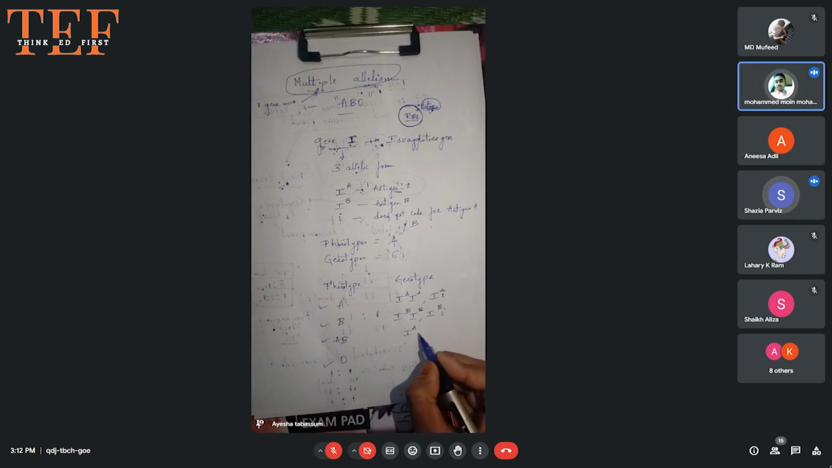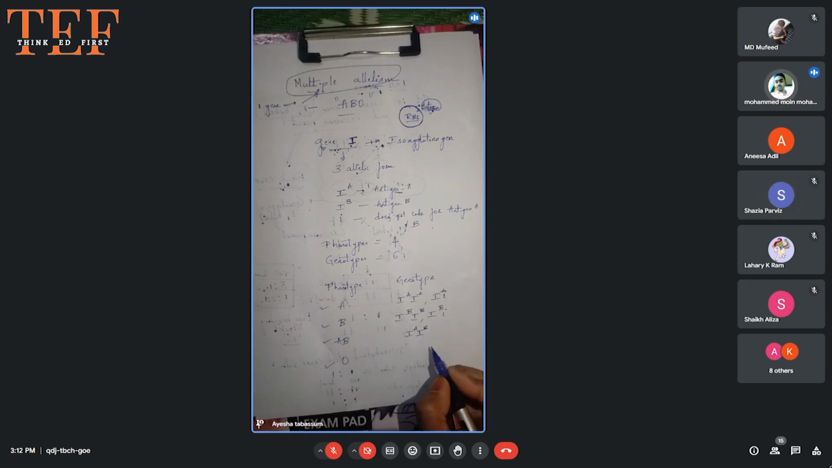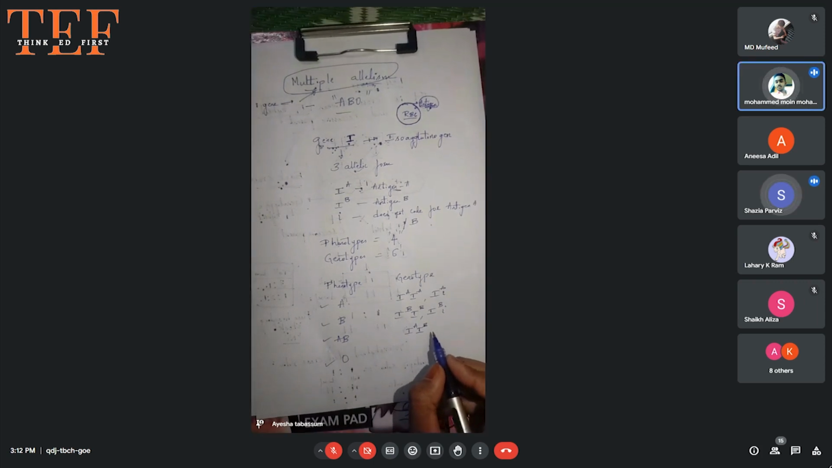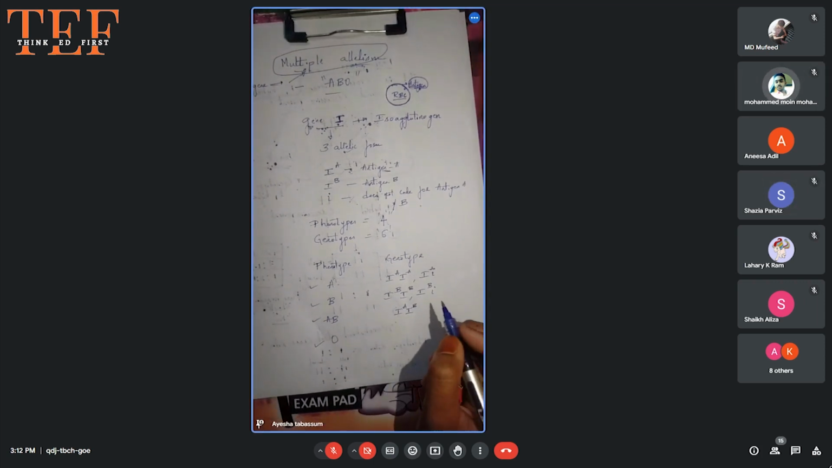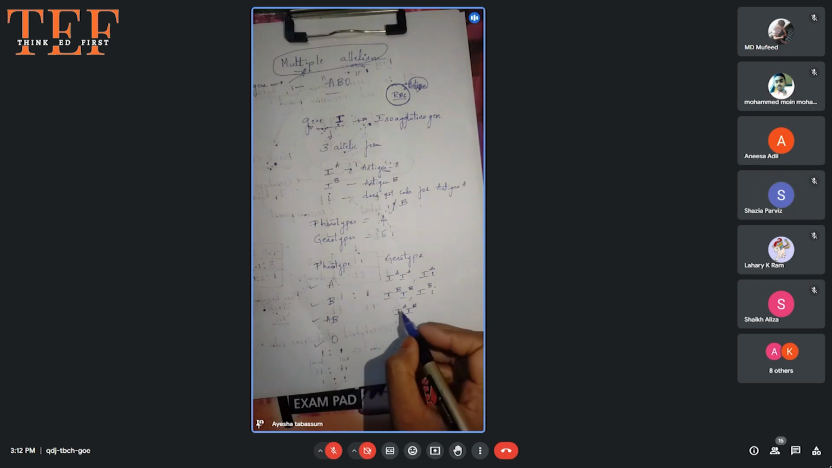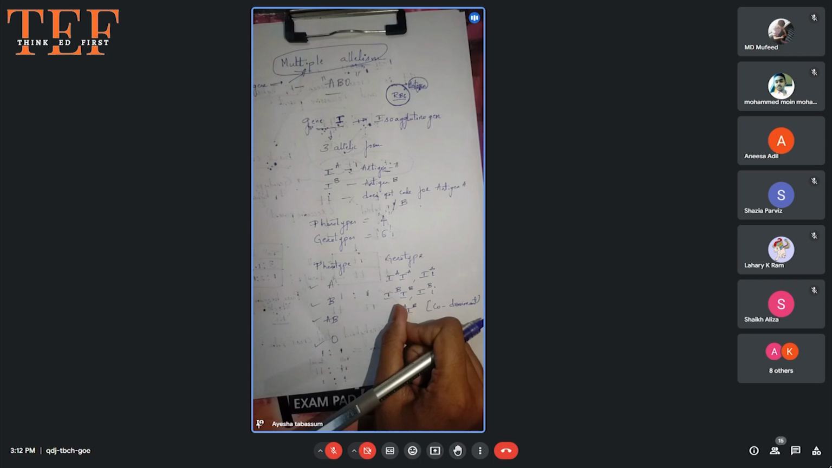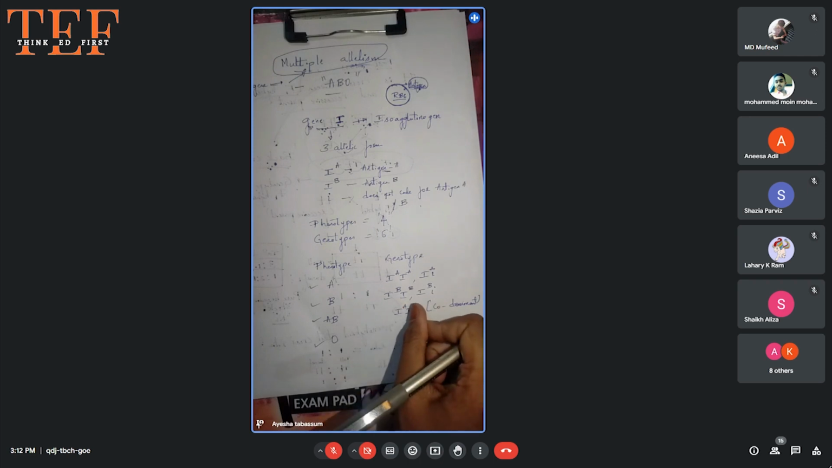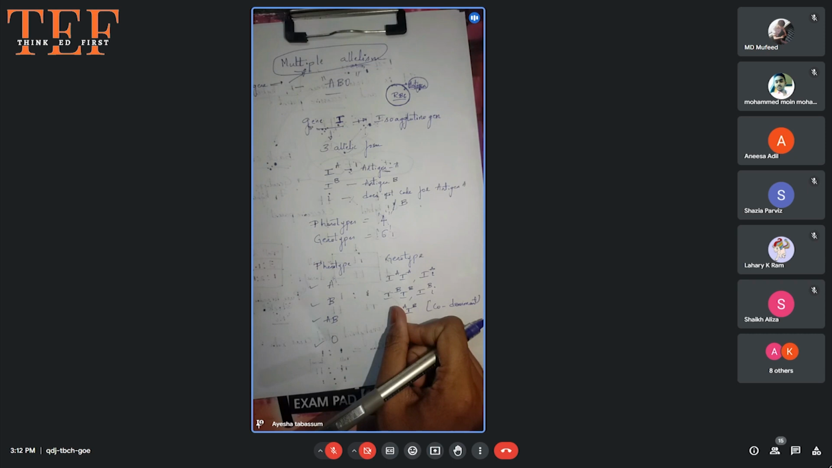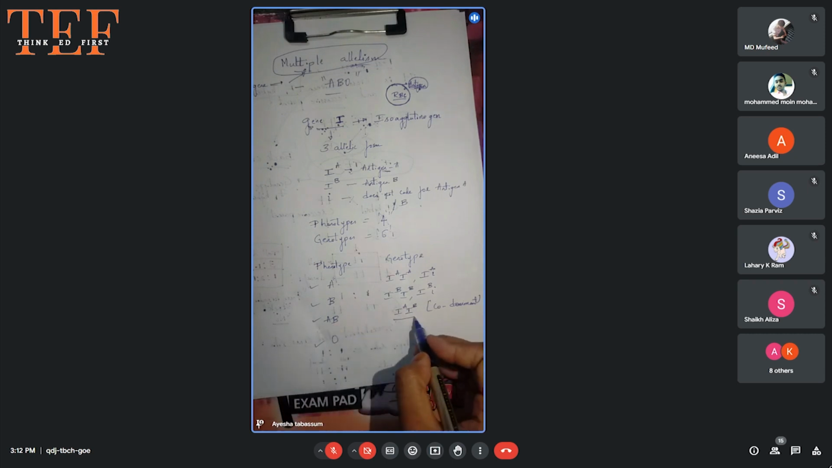Now, blood group AB, how many possible genotypes are there? IA IB. Any other possibility for blood group AB? No, ma'am. No possibility. Why? Because it is codominant. You require both the genes. If B is absent, you'll have blood group A. If A is absent, you'll get blood group B. So if you want blood group AB, you will require both the genes. Then for blood group O, IO IO.